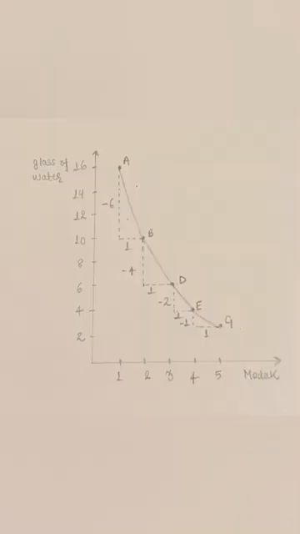An IC curve shows different combinations of two goods that give a consumer the same level of satisfaction, meaning the consumer has no preference between the bundles on that curve. The slope of the IC is called the marginal rate of substitution, or MRS, which tells us how much of one good a consumer is willing to give up to get more of another while staying equally satisfied. The MRS typically diminishes. As a person consumes more of one good, they are less willing to sacrifice the other, which makes the IC convex to the origin.